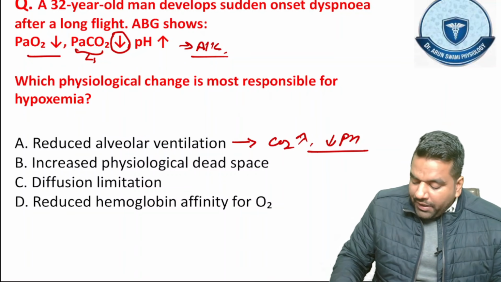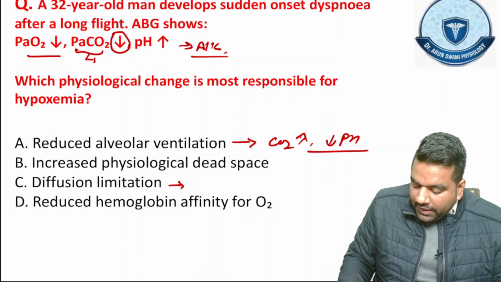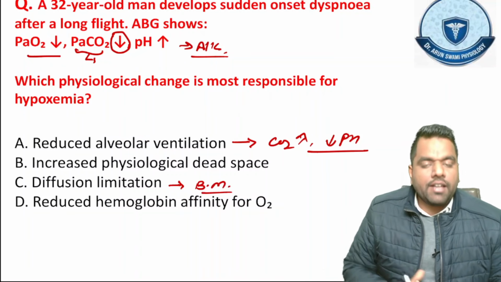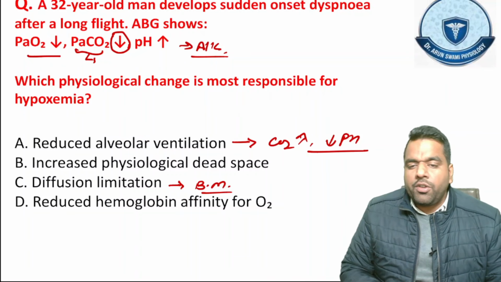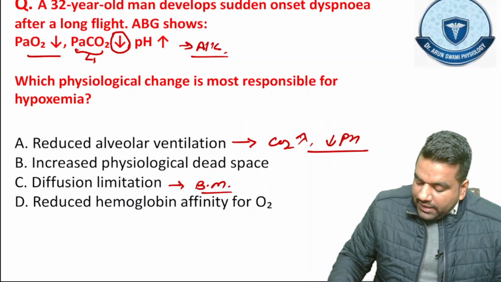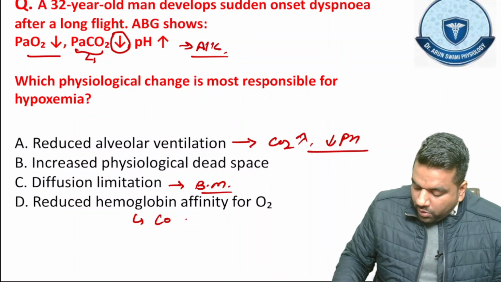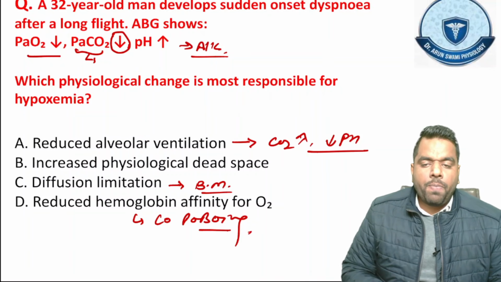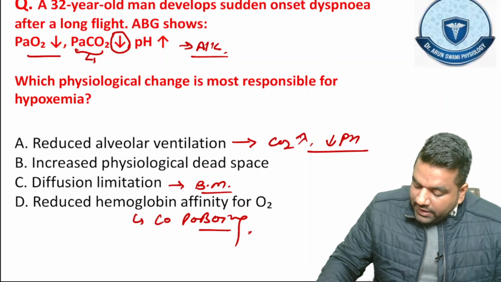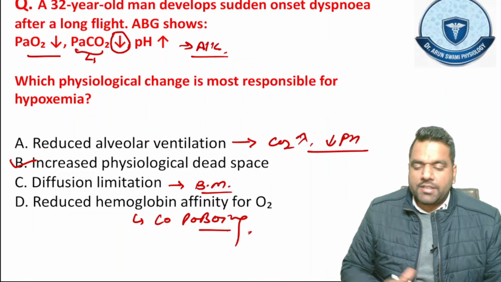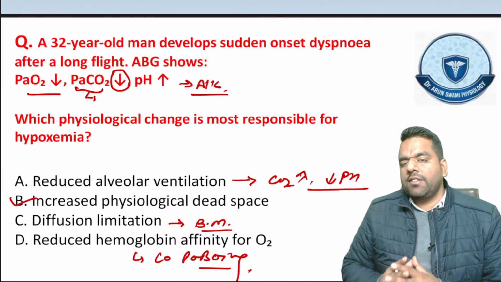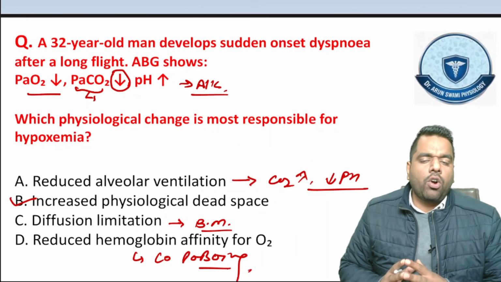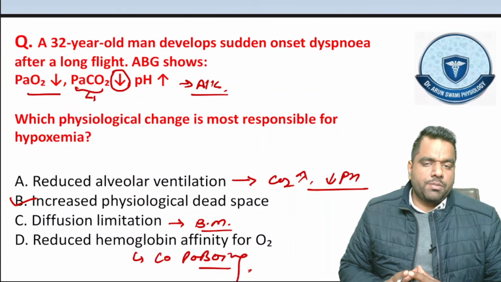Then diffusion limitation happens when there is any basement membrane condition, right? And reduced hemoglobin affinity for oxygen happens in carbon monoxide poisoning. Guys, the right answer to this question is increased physiological dead space. How? As the question describes, the person was on a long flight and has onset of dyspnea.